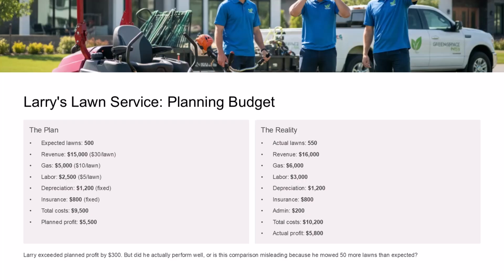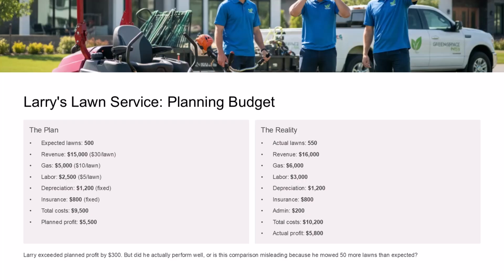But here's the question. Did Larry actually perform well? Or is that comparison misleading because he mowed more lawns than expected? If you compare his actual results to his static planning budget, you see a revenue variance of $1,000 favorable. That's great, he made more than expected. But you also see cost variances that look concerning. Gas was budgeted at $5,000 for 500 lawns, but actual was $6,000. That's a $1,000 unfavorable variance.